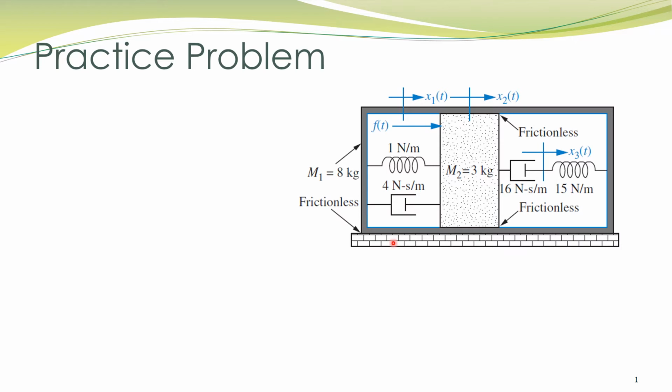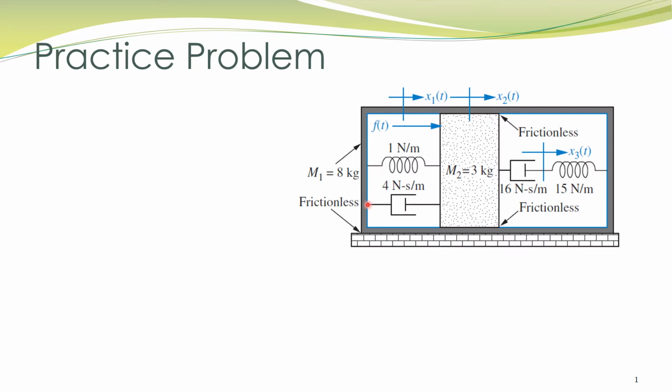As you remember, to obtain the mathematical model for this system, the first step is to identify linearly independent displacements. Since this frame can move, it has a certain displacement, and let's name it as x1 of t. To this frame, this spring is connected, and this side of the spring is fixed with this frame, so the displacement of this side of the spring is the same as that of the frame, that is x1 of t.